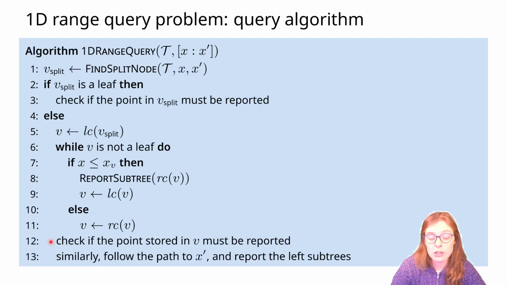Finally, when we reach a leaf, when V becomes a leaf, we check if it needs to be reported, and if so, do so. And then repeat the same procedure for the right end of the range, for the value x prime, but reporting the subtrees rooted at the left children.